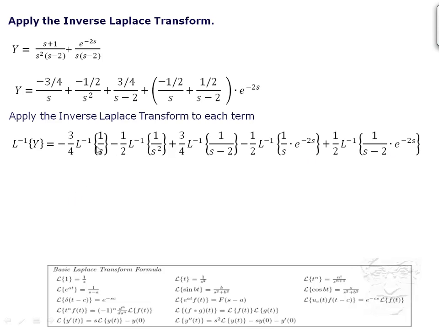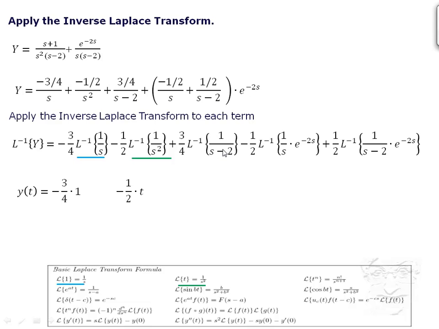Okay, so match up the inverse Laplaces with each one of our formulas, and you'll see that the inverse Laplace of 1 over s, that's this one right here, is 1. So my first term becomes negative 3/4 times 1. Of course, the inverse Laplace of y is your y of t. So I get y of t equals negative 3/4 times 1. On the second term, the inverse Laplace of 1 over s squared, that's this one right here, will give me t. So this second term will become negative 1/2 t.